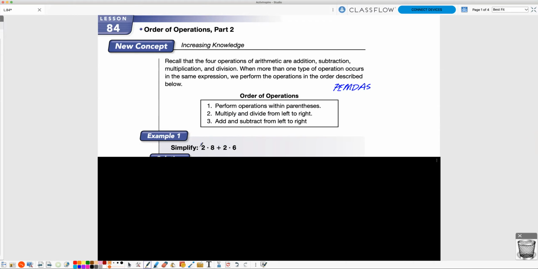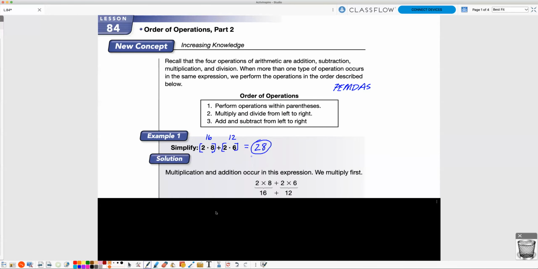So we're going to do this 2 times 8, which is 16. We keep the plus symbol, but we have a 2 times 6 that needs to be done, which is 12. Now we do any division, if there was any, and there aren't any. And then we move on to step 3, which is the add and subtract from left to right. Moving from the left to the right, you see that there's only one addition symbol in between the two of those. So that would end up being 28 as the final answer there.